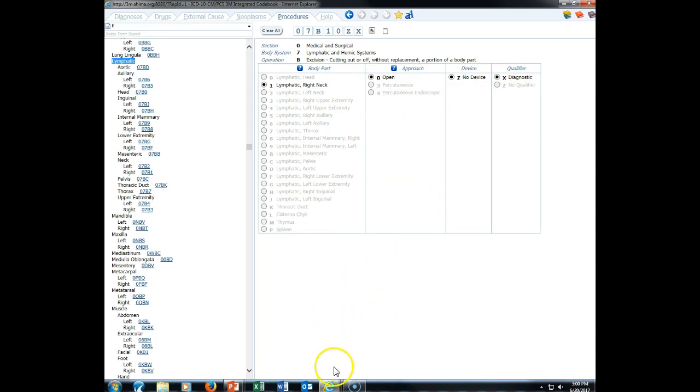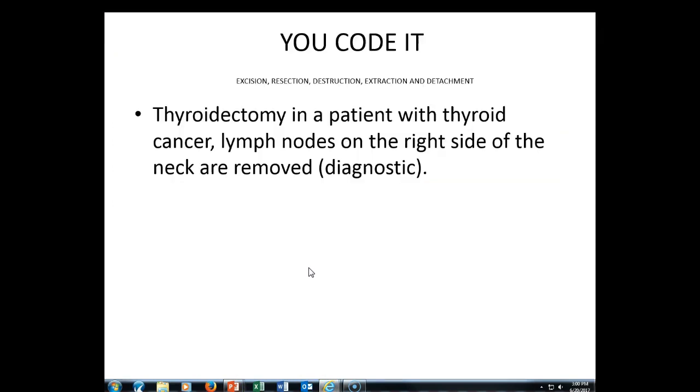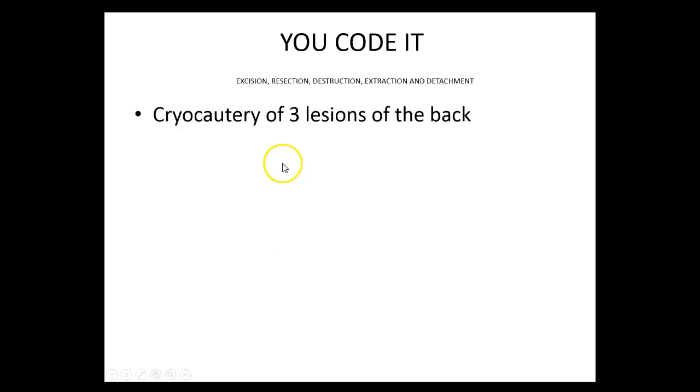Now I do want to demonstrate one more for you. And I want us to look at cryocautery of 3 lesions of the back. Cryocautery is destruction. There's no pathology, there's nothing to send to pathology. When the procedure is such that it destroys the specimen, it's destruction. And this isn't 3 lesions of the back. This is lesions of the skin of the back.